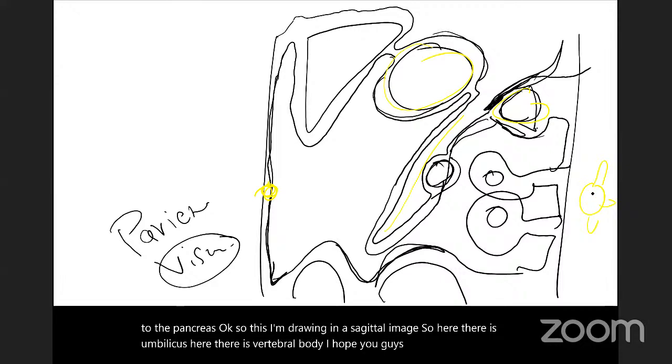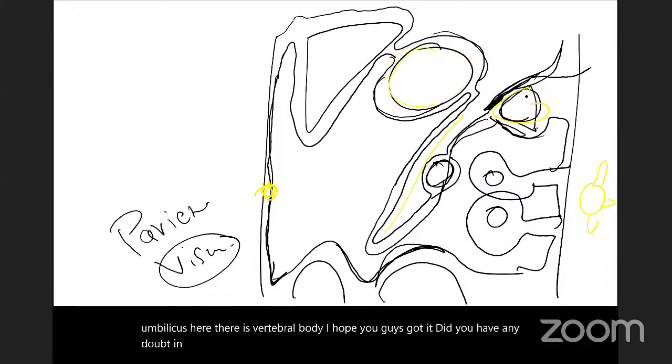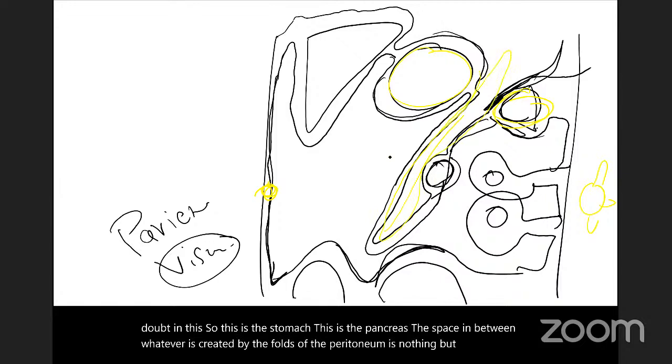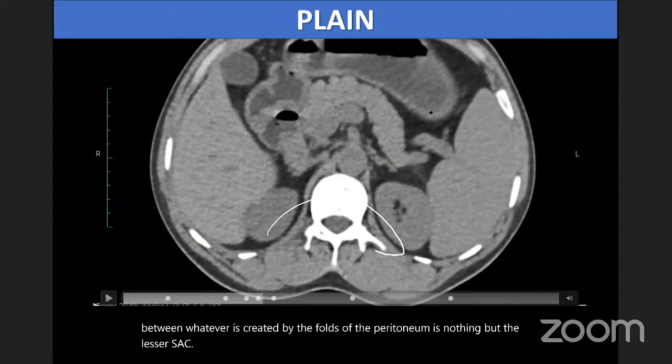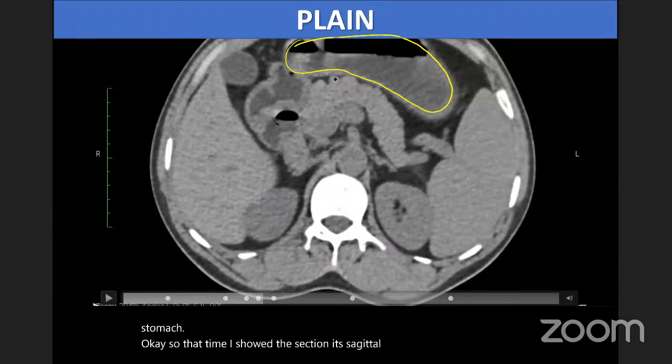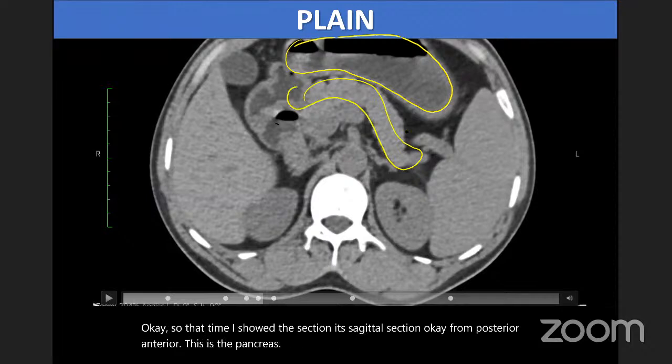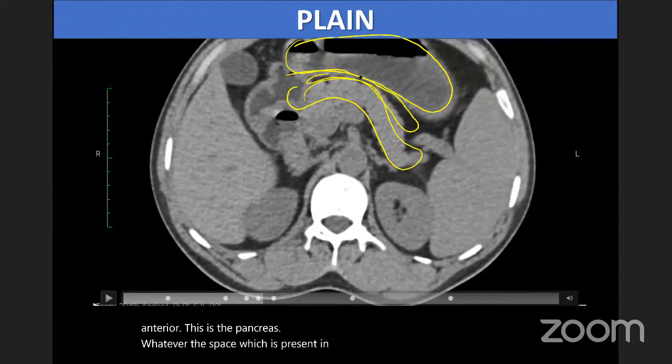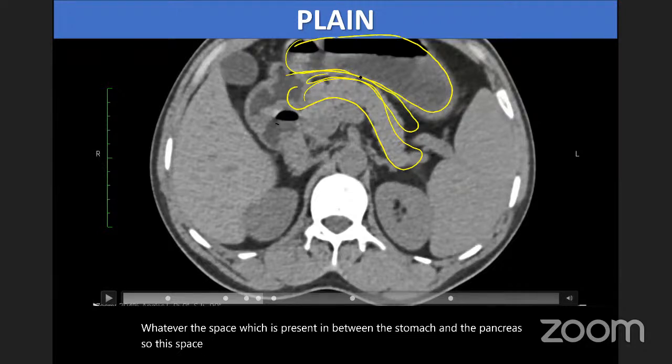Do you have any doubt in this? So this is the stomach, this is the pancreas. The space in between, created by the folds of the peritoneum, is nothing but the lesser sac. Are you guys clear with this? Now same thing, if you see here, this is the stomach. That time I showed the sagittal section, from posterior to anterior. This is the pancreas. The space in between the stomach and the pancreas is nothing but the lesser sac.